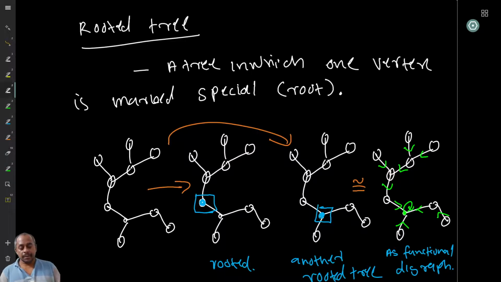We can pick any of the vertices to make the root. So there is this graph that we get. This is a rooted tree where this vertex is special. And instead, if I take this same graph and make this one special, then I get another rooted tree.